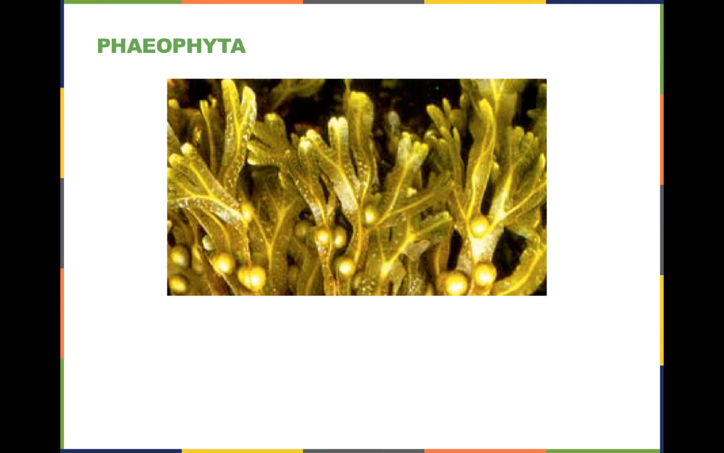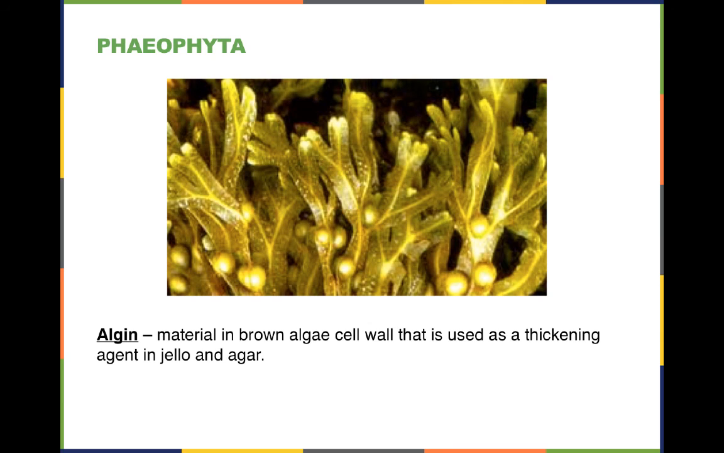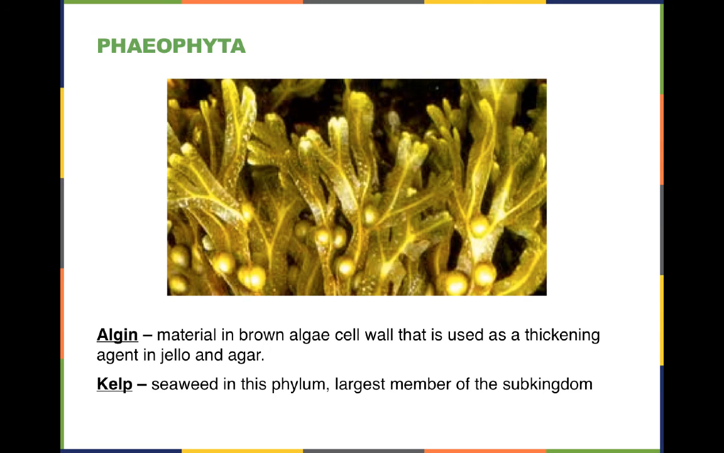Phaeophyta is what we know as brown algae, and it is the largest of the groups of algae. It is characterized by large colonies that don't require a microscope to see. The cell wall has a material called algin, or alginic acid, and this material is used as a thickening agent in materials like jello or agar plates that are used to grow organisms. This algae is what makes up what we call kelp or seaweed in the ocean. And as I said, this is the largest member, in terms of the size of the individual plants, in the subkingdom of algae.